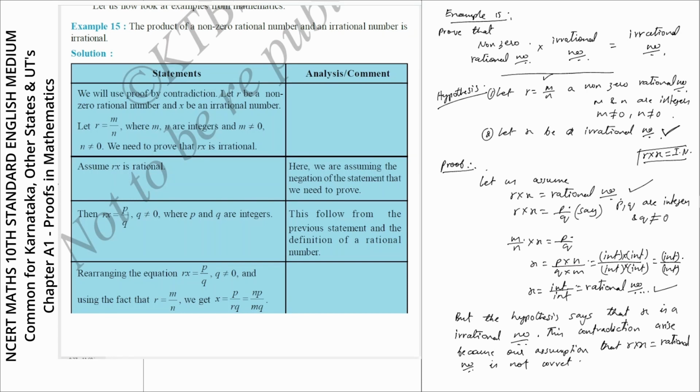Therefore we can conclude that r into x is an irrational number. So this is the proof. See, this is how we prove. We were supposed to prove r into x is an irrational number, but we assumed that r into x is a rational number, and we tried to prove it, but we were not successful. Therefore r into x should be an irrational number only. So this is how we prove in the method of contradiction.